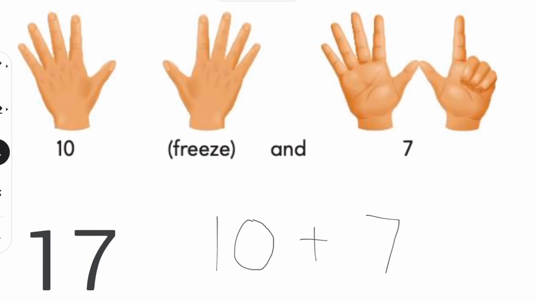So let's review. To make the number 17, we have the number 10 and the number 7. So first we start off with the 10 fingers. We freeze it, which means hold it there. And then we have to pull them back to make those zeros. Then we make the number 7, which is 5 on one hand, 2 on the other. And that is how we can quickly finger flash the number 17.